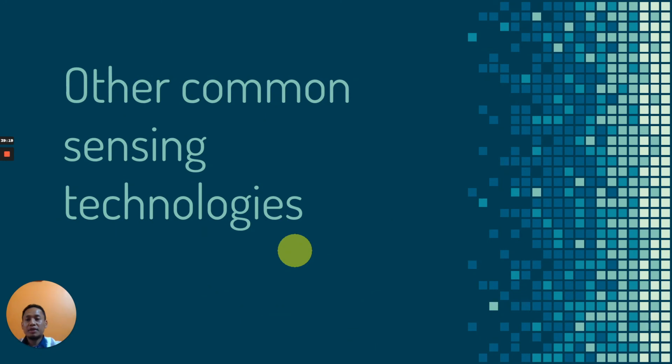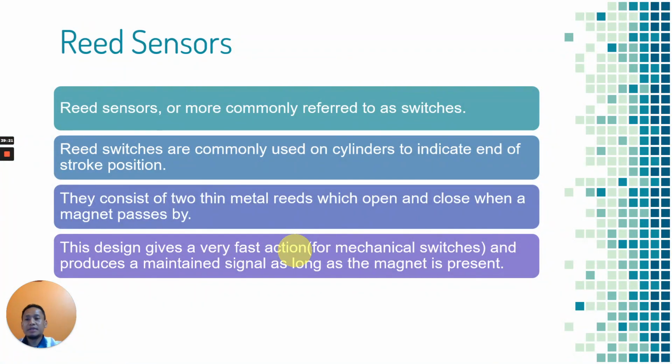Other common sensing technologies: reed sensors, more commonly referred to as reed switches. Reed switches are commonly used on cylinders to indicate the end of the stroke position. For example, in an electro-pneumatic cylinder, it has one at both ends. This design gives a very fast action for mechanical switches.